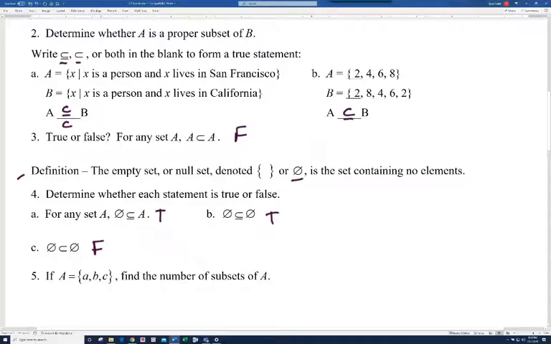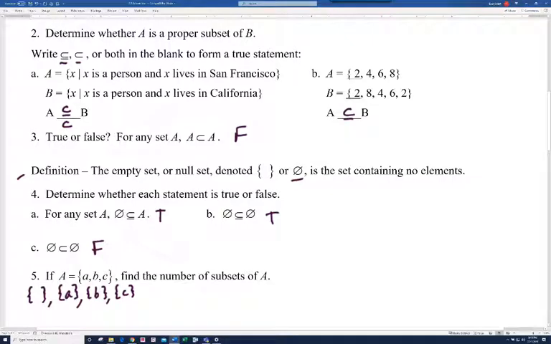All right, let's look at number 5. It says if A is equal to the set with a, b, and c in it, find the number of subsets of A. First of all, let's be a little systematic here. Let's put in the empty set. And then how about the sets that have just one of these letters in it? The set with a in it would be a subset of A, and we could also do that with b and c. So these are the subsets that have just one of the letters in it.